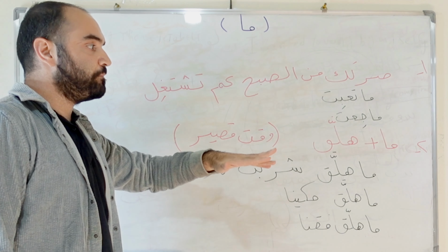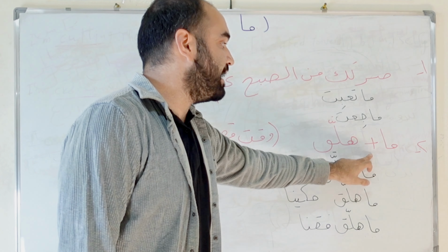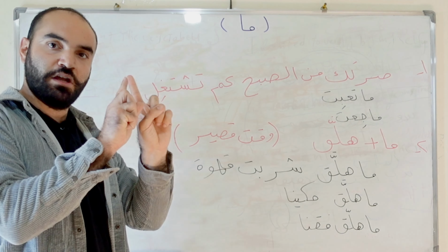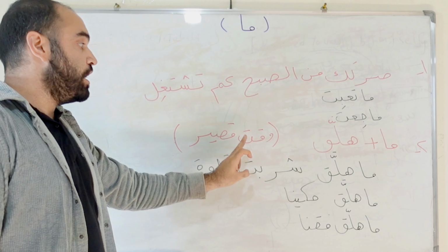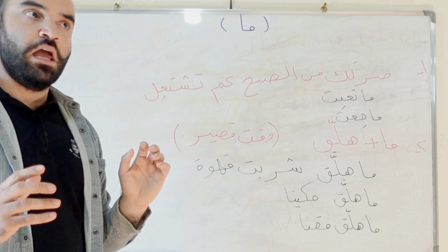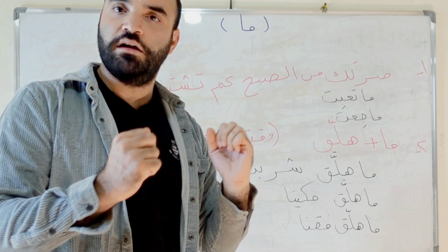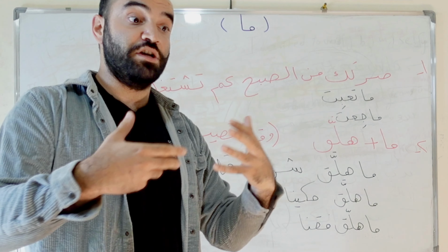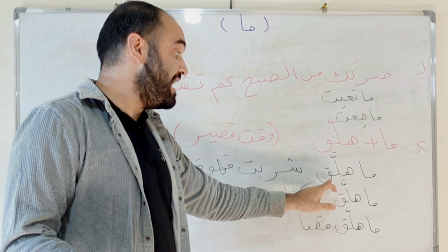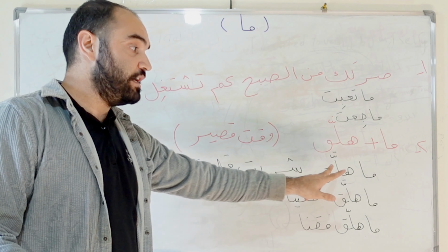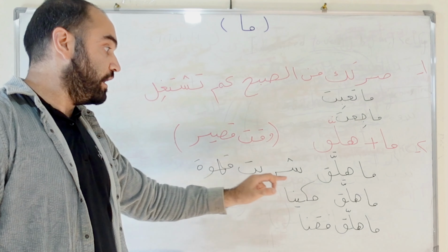And the second one is ما plus هلق. ما هلق together, when you hear it, it's وقت قصير, short time. مثلا يلا let's drink coffee. ما هلق شربت قهوة. You just drank coffee. You see? You just drank coffee.